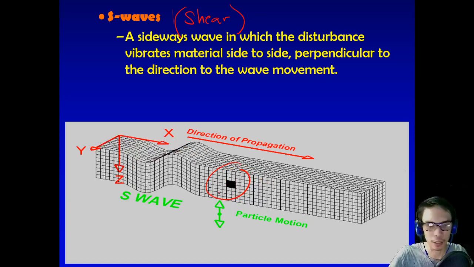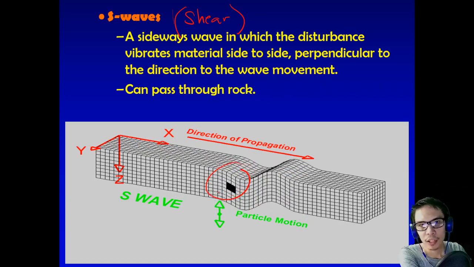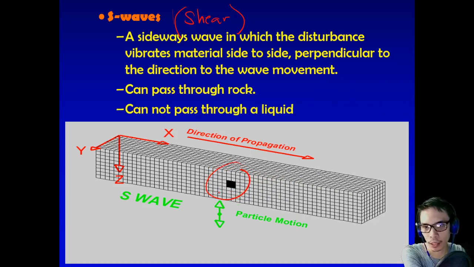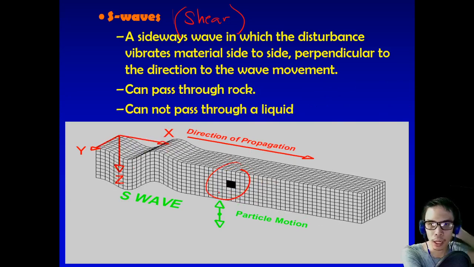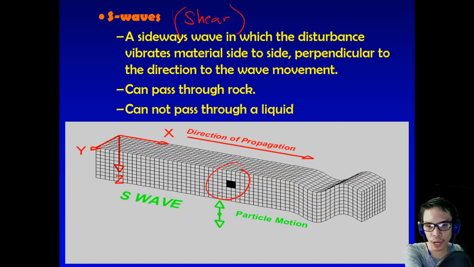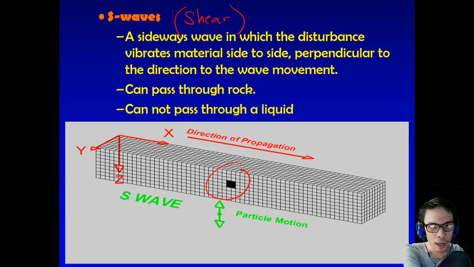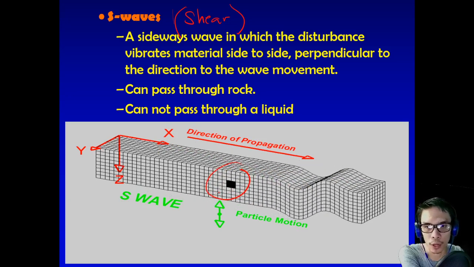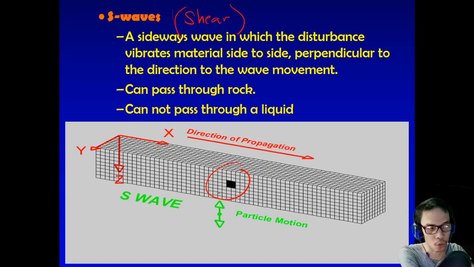So, if the P wave can pass through solid, so can the S wave, but the S wave cannot pass through liquid material. Later on, we will try to find out at what layer of the Earth the S wave cannot pass through.